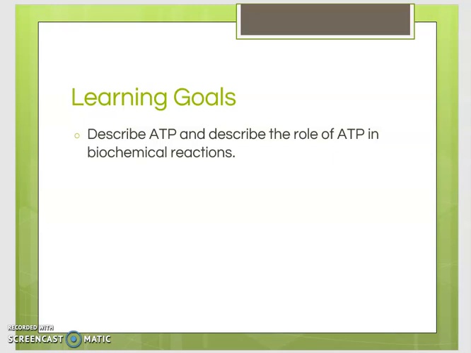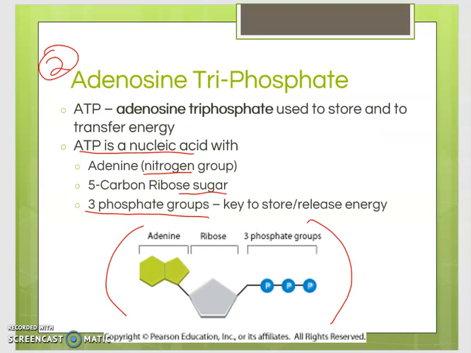This video will take a look at ATP and the role of ATP in biochemical reactions. ATP stands for adenosine triphosphate, and ATP is used to store and to transfer energy. This is a short-term energy storage solution, and this is something that is used in all organisms to supply energy for different processes like active transport and anything else that requires energy, which we'll talk about a little bit more later.